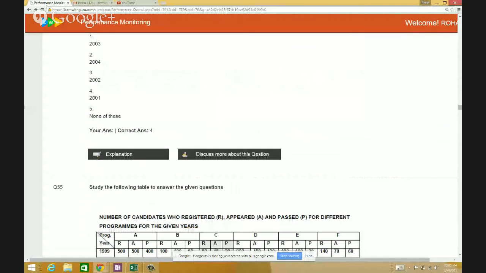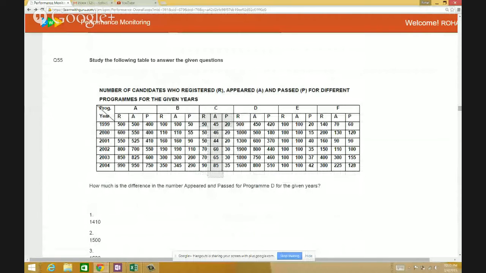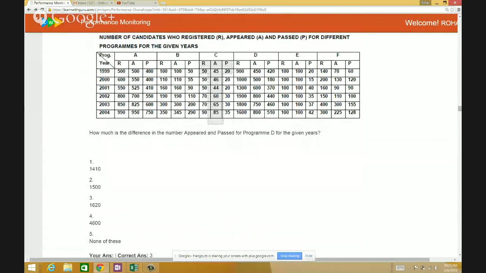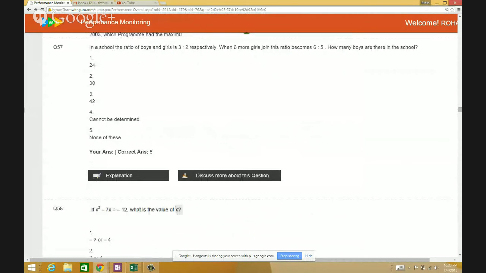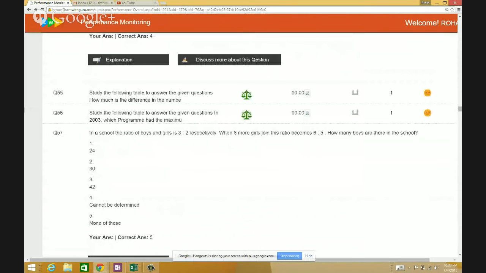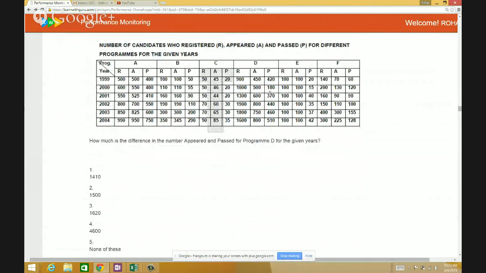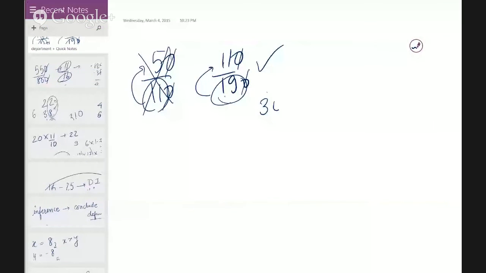2002. How much is the difference between number of appeared and passed for D for the given years? Appeared and passed for D. In this case, 30, this is 320. I just write the numbers down. So I have 30. Then I have 320 because I have to add everything.